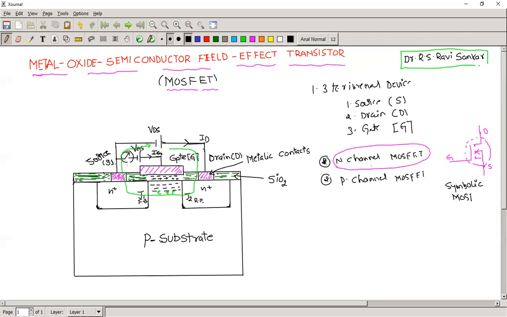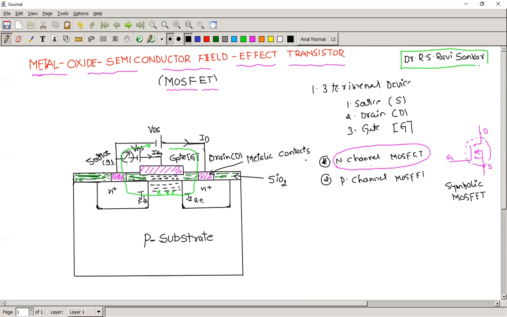Every time we can't draw this structure, so we are going for the symbolic representation of the MOSFET. But in case of a P-channel MOSFET, the same symbol is used, but the arrow direction is opposite. In most practical applications, we are using only the N-channel MOSFET, so we are going to concentrate only on the N-channel MOSFET.